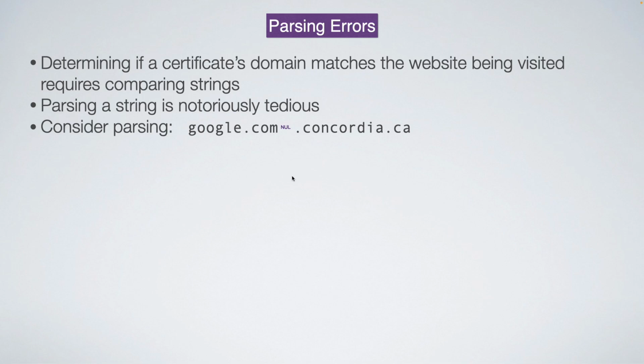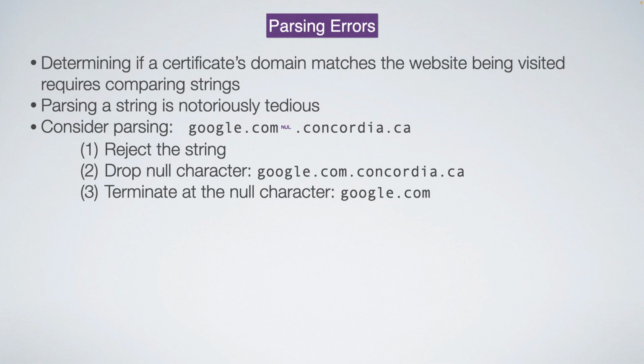Google, okay? It's an obvious question, but anyways. Depending on how you parse this, if you reject the string, then that's fine. The certificate doesn't get signed, okay? But if the CA drops the null character, it's going to say this is a certificate for Concordia. And if it null terminates, it's going to say this is a certificate for Google. So they're two different entities, depending.